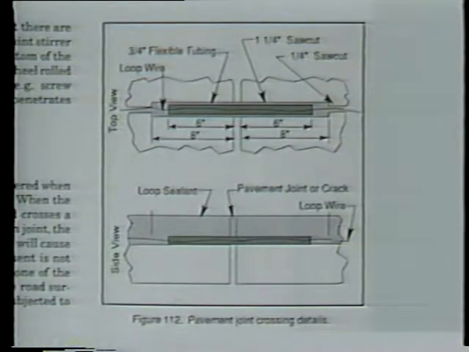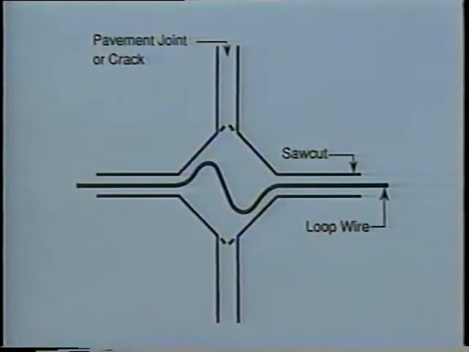One method is to encase the wire crossing the joint in some type of conduit, from a rubber garden hose to flexible or rigid plastic tubing. A second method is to provide extra wire at the pavement joint. For example, you can make a 2-inch diamond cut at the joint to allow an S shape of extra wire.